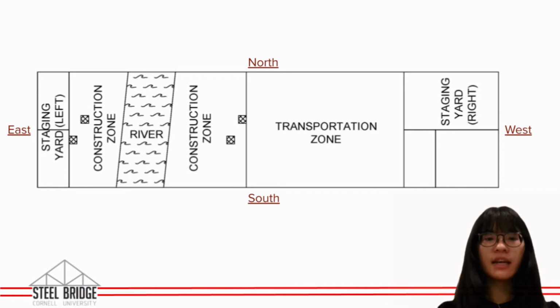Each pair will have a designated builder that primarily travels back and forth between the staging yard and the construction zone. This is to transport the members of the bridge. The other builder of each pair will focus on connecting the bridge and securing any bolted connections.